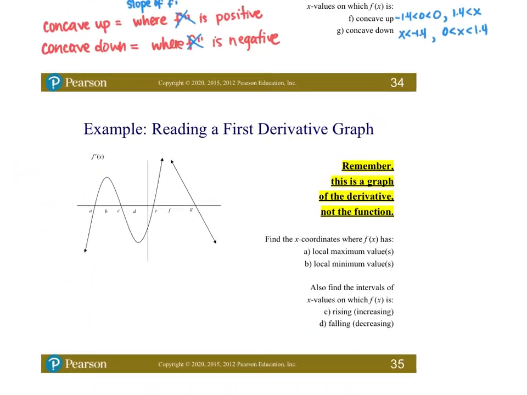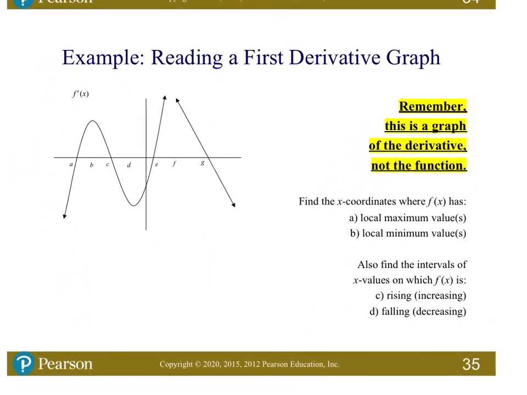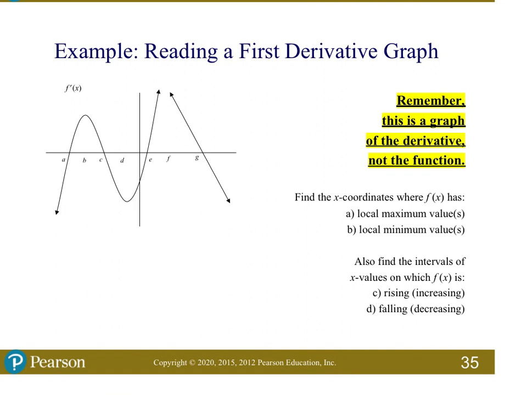Okay, let's try that again. Try a new graph. Okay, this is hard. Yes, this is hard. It just takes practice. So here's a graph that is identified as a derivative graph. So when I say find the maximum, I don't mean this point. That is not the maximum.